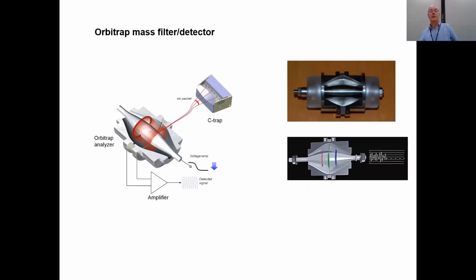But how this is done is the cycling happens here. So this is an ion trap, but it's an orbital ion trap, so it has this central spindle. And the C-trap here generates a packet of ions. These ions are sent into the Orbitrap, and then they are induced to spin around this spindle. And in doing so, they will generate a signal, which we can transform.